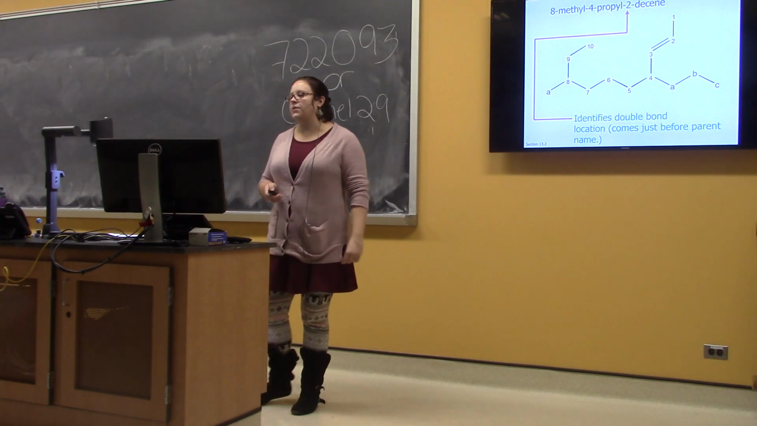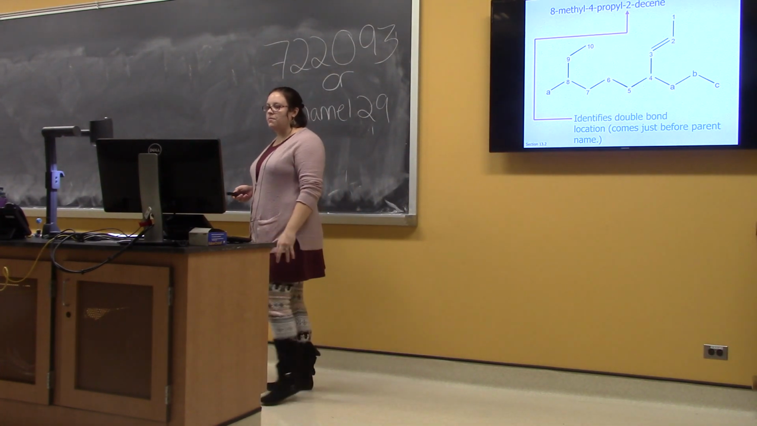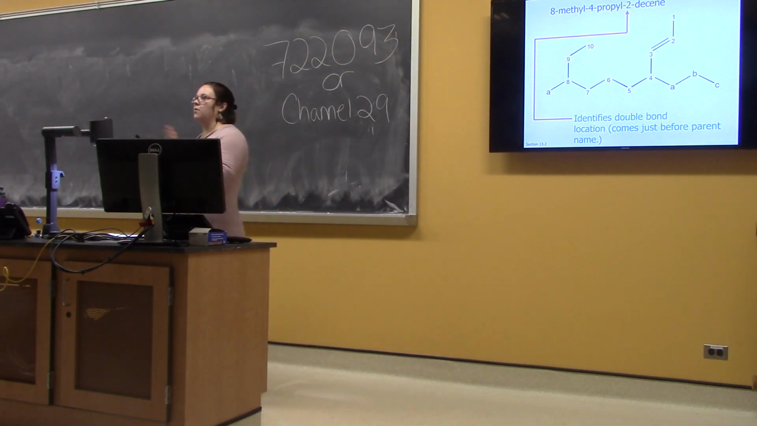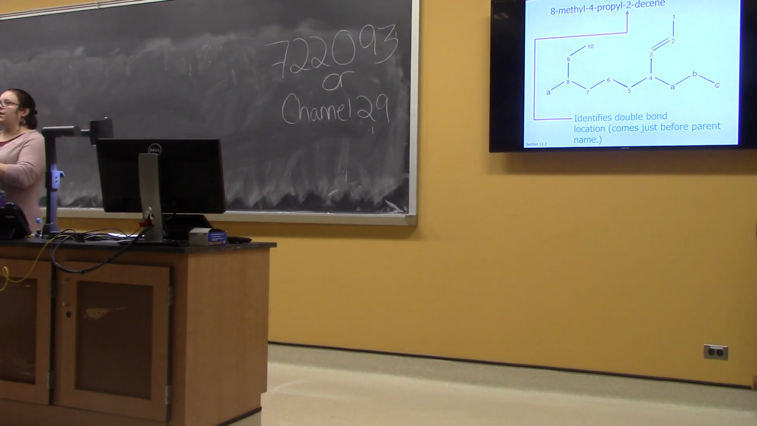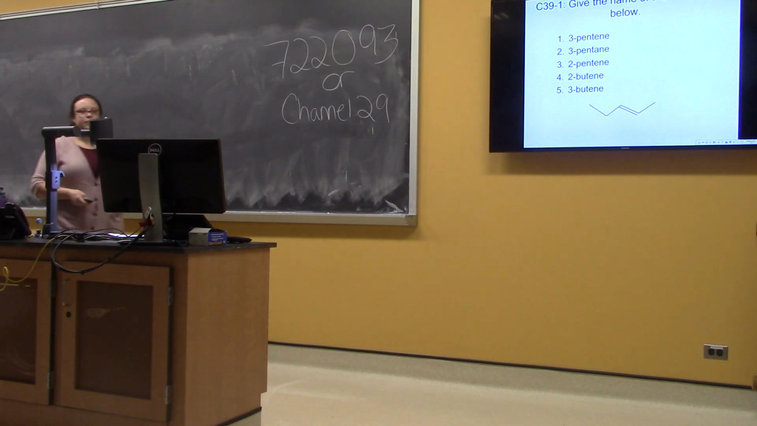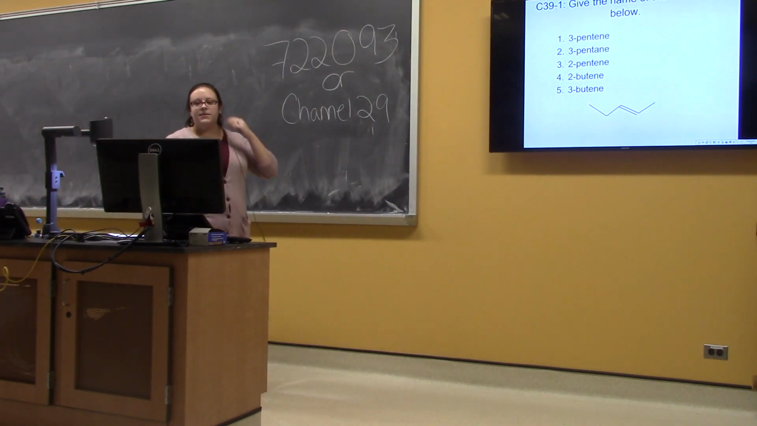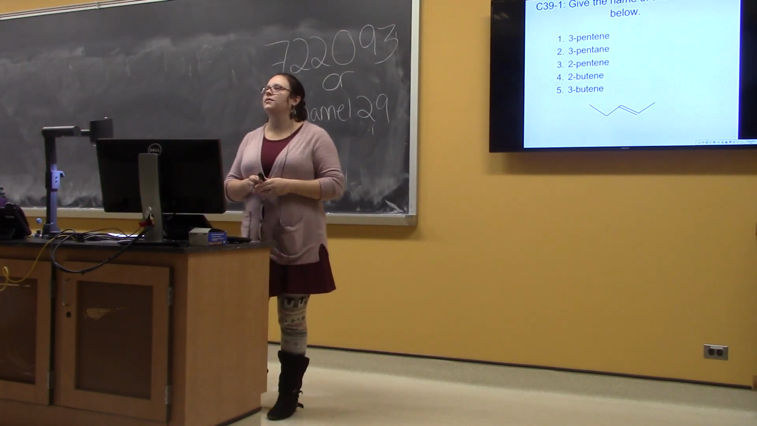Okay, so the 2 is showing us where our double bond is showing up. That is always going to come right before the parent name. So the number for the double bond comes right before your decene in this case, all right? How about this one? Your turn.